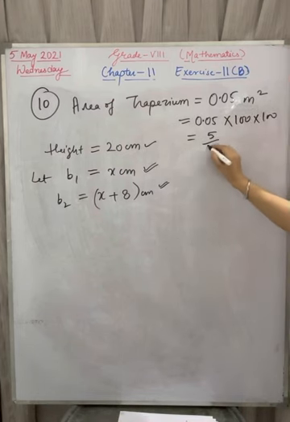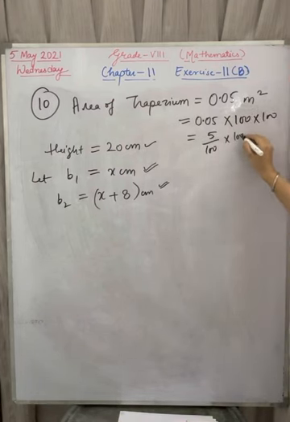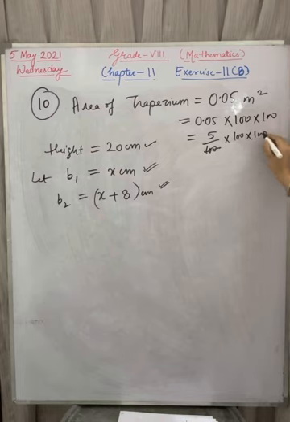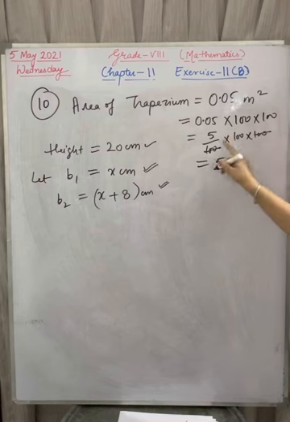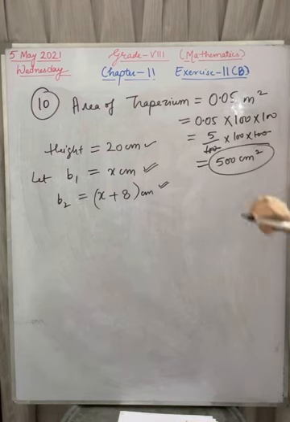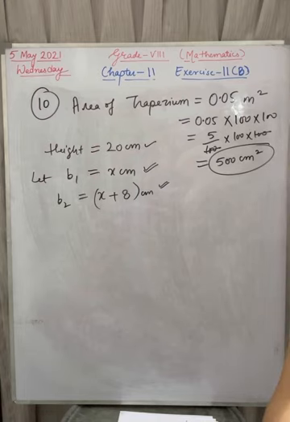Now, I am going to remove the decimal. It will be 5 upon 100, multiplied by 100 into 100. One 100 will get cancelled. So area is 5 into 100, that is 500 centimeter square. That's it. Okay. Everyone got this? Alright. Jasmine, Lakshita, Manushi, clear? Okay.